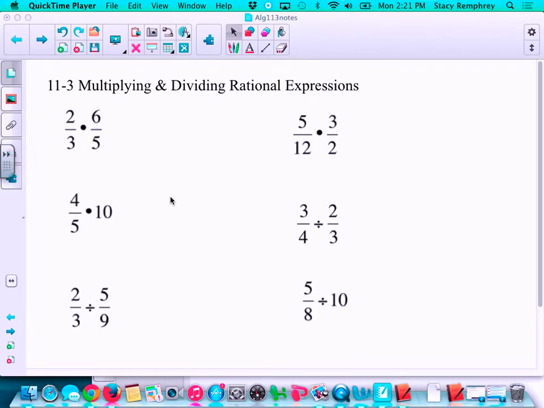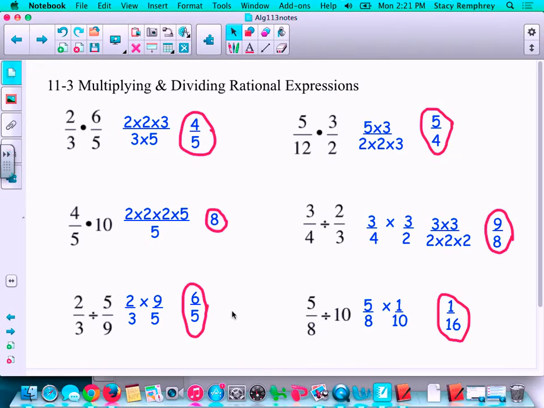Okay, this is the lesson for 11.3, day 1. The first thing I'd like you to do is this first slide just has some multiplication and division of fractions, just a review of something you've done before. So what I'd like you to do is push pause and work through these. Okay, on the next slide I have your answers.